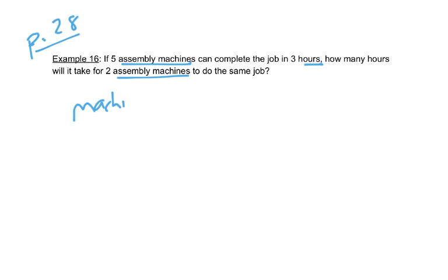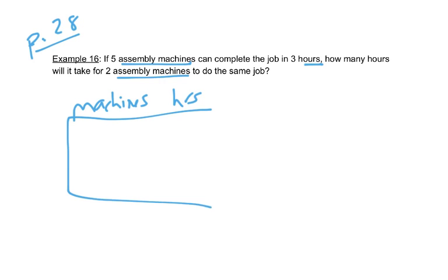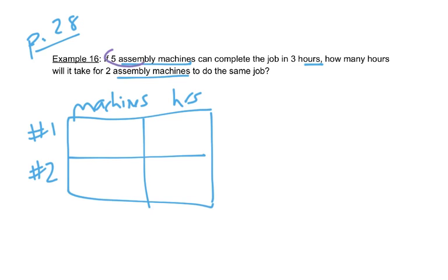So we have machines and we have hours. Again, 2 different units, so they're going to go on top of our box. And we have 1 situation and 2 situations. So the first thing we know is if we have 5 machines that can do the job in 3 hours. Then we want to know how many hours it will take for 2 assembly machines to do that same job.